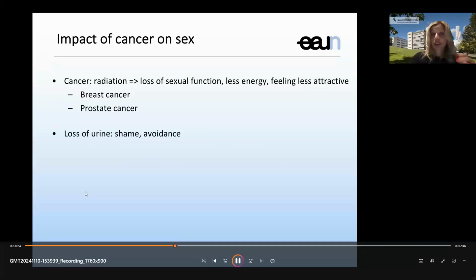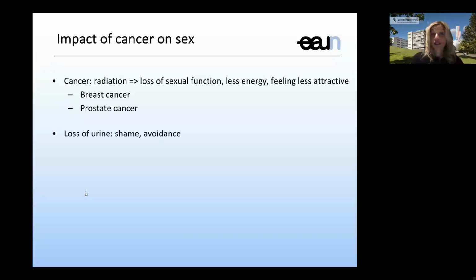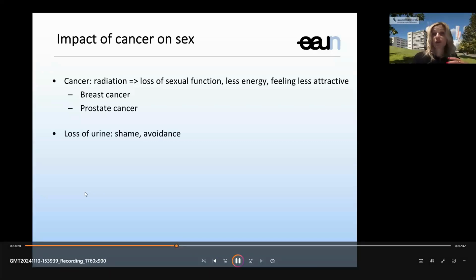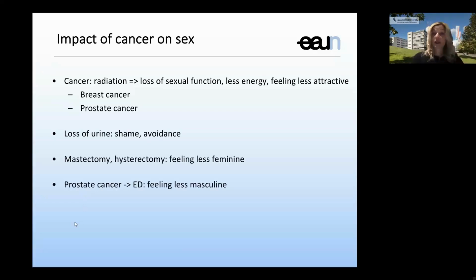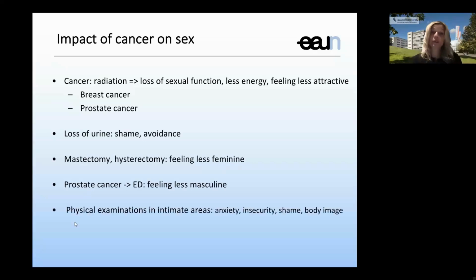Think about involuntary loss of urine in case of prostate cancer, which can lead to feelings of shame, avoiding sexuality because they're afraid that they will lose urine and stool during sexuality. Mastectomy and hysterectomy lead to feeling less feminine, but prostate cancer also often leads to ED, erectile dysfunction, especially when it was not possible to spare the nerves. So they feel less masculine because an erection is often a sign of masculinity.